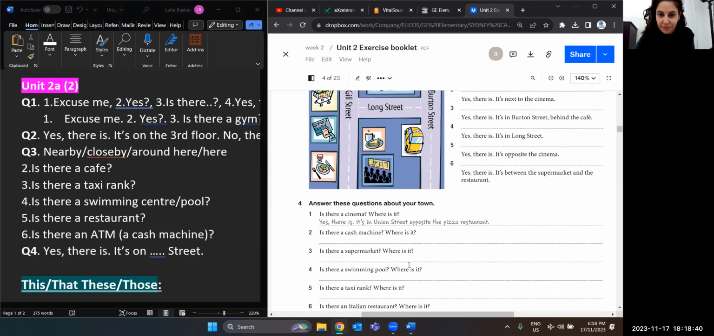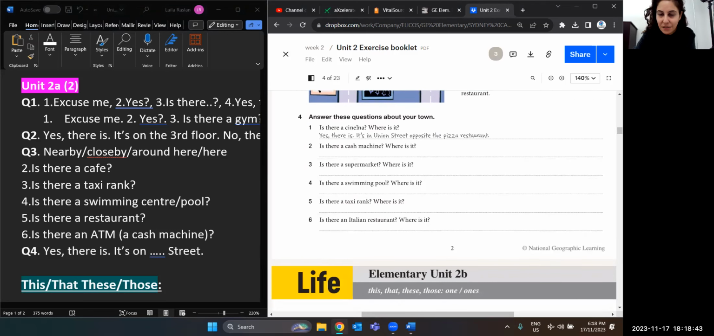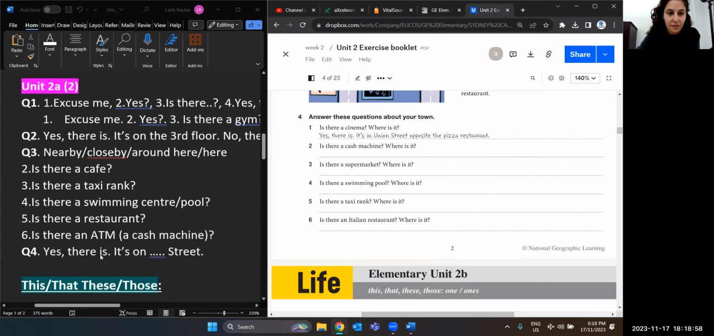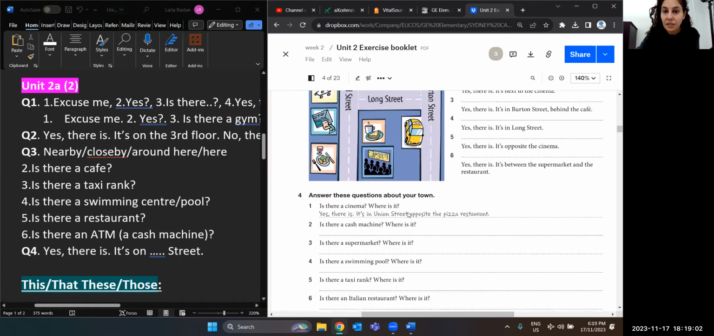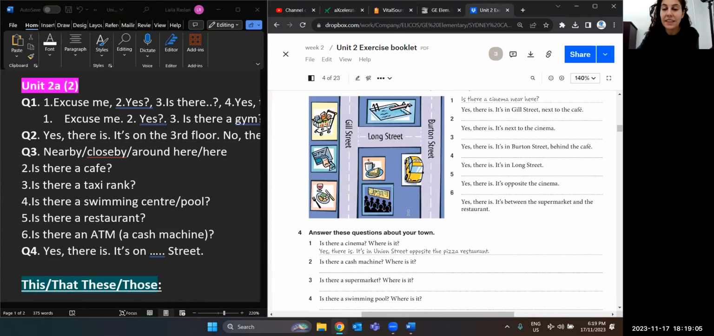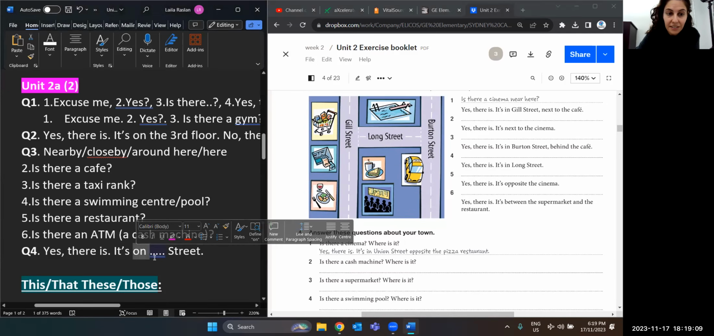Okay, number 4. Is there a cinema? Where is it? Yes, there is. It's in Union Street opposite the pizza restaurant. Is there a cash machine? Yes, there is. It's on. We say on. It's on and then the name of the street. So make sure you say it's on and then the name of the street.